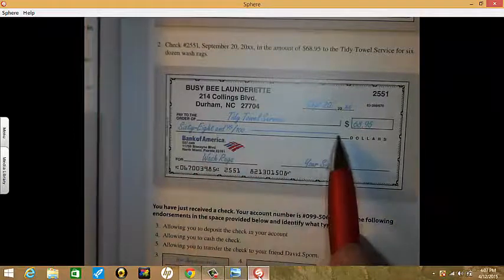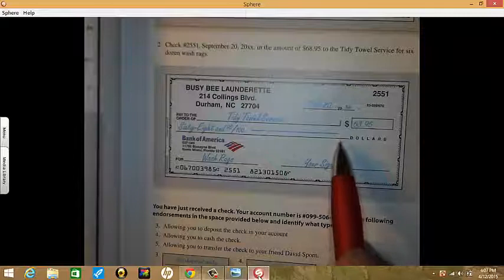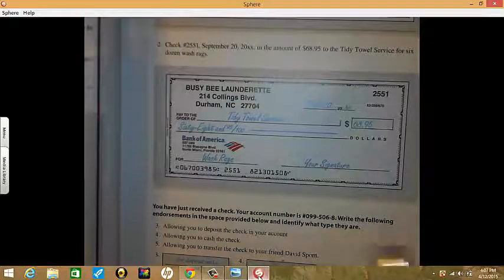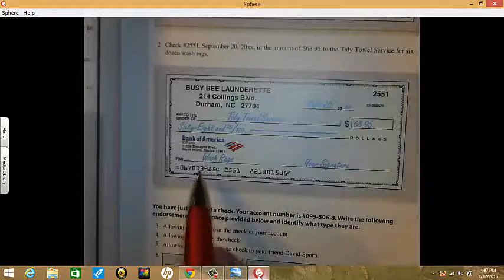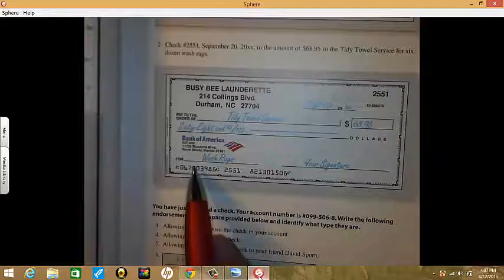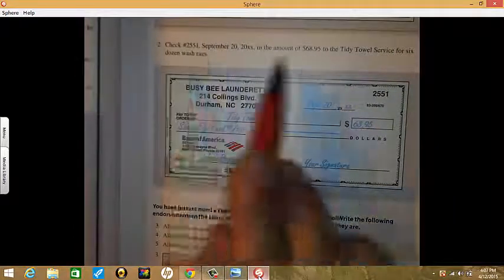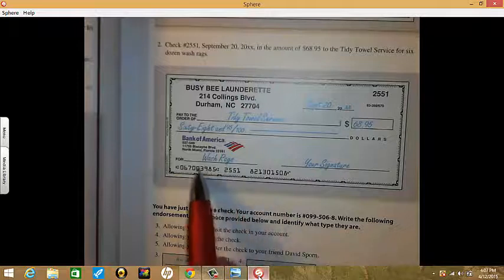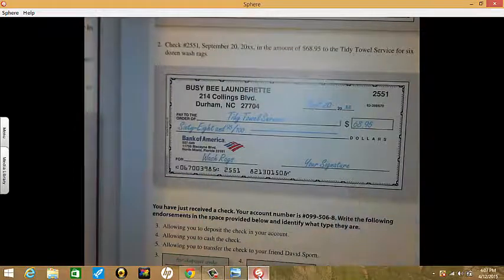So you can do it either way. 68, line, and the 95/100 over here. Again, it's personal preference. The notation, the 4 part, says 6 dozen wash rags. So they just put wash rags, and then you would sign it. So that's pretty much straightforward on a check. Most of you have probably already done that.